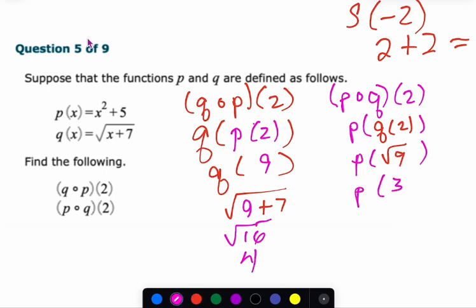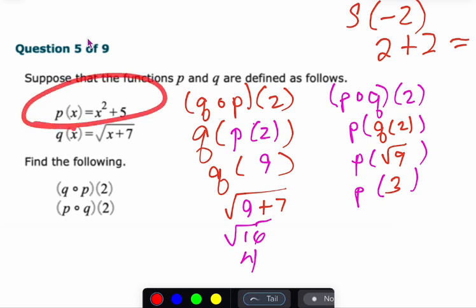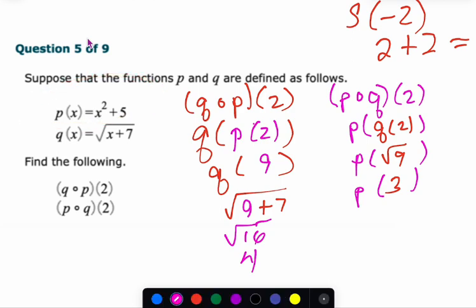Only once you have that simplified down as much as possible, now we input that value into the next function. So this is going to go into our P function. If I plug 3 over here into the P function, I'm going to get 3 squared plus 5, or 9 plus 5, which is 14.